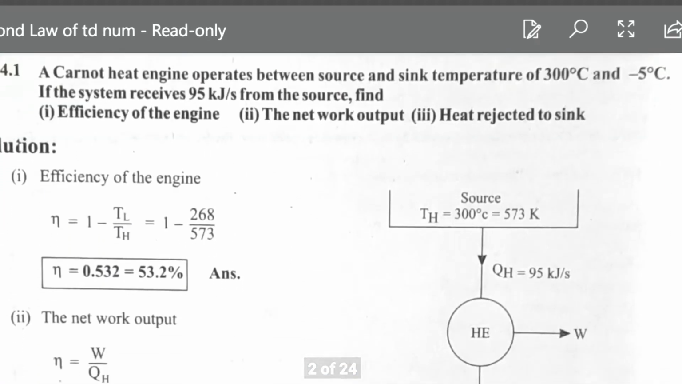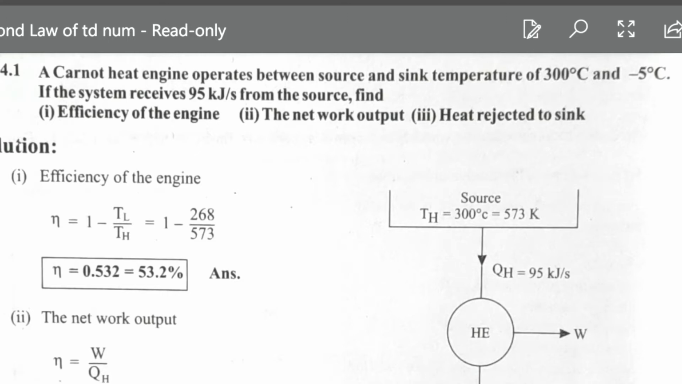So the first numerical is: a Carnot heat engine operates between source and sink temperatures of 300 degrees centigrade and minus 5 degrees centigrade. If the system receives 95 kilojoule per second from the source, find the efficiency of the engine, the net work output and the heat rejected to the sink.